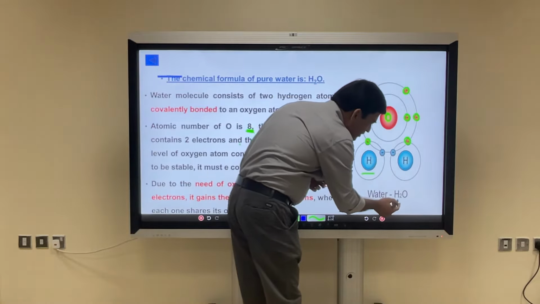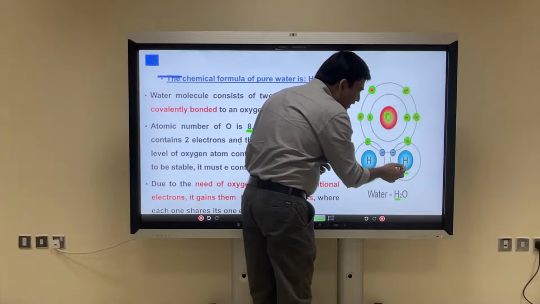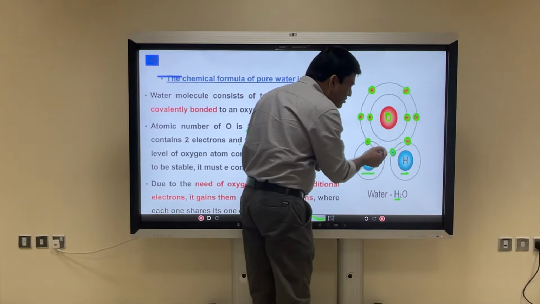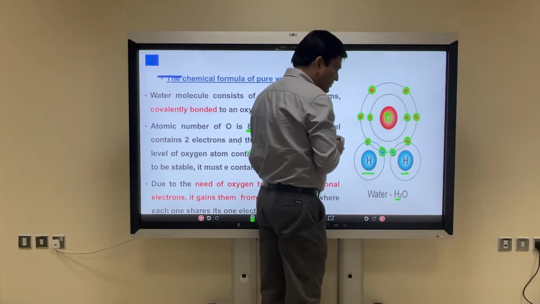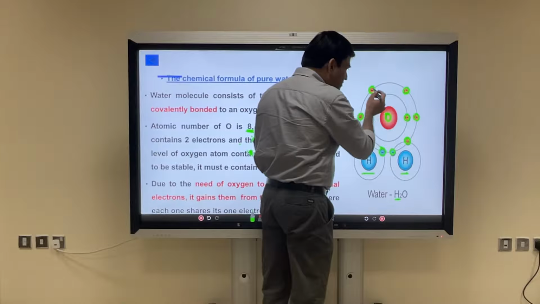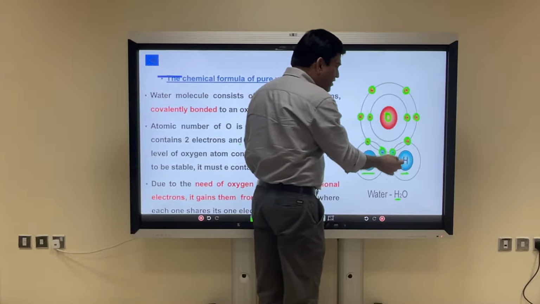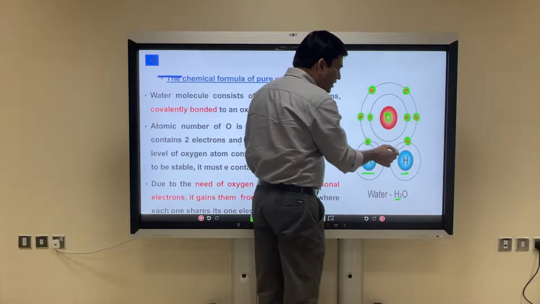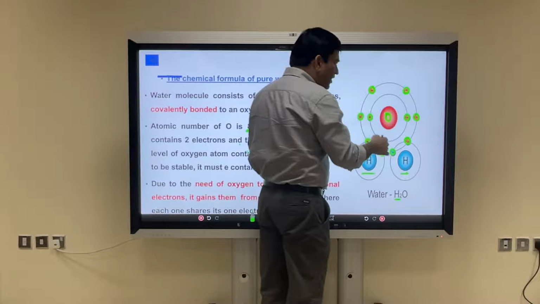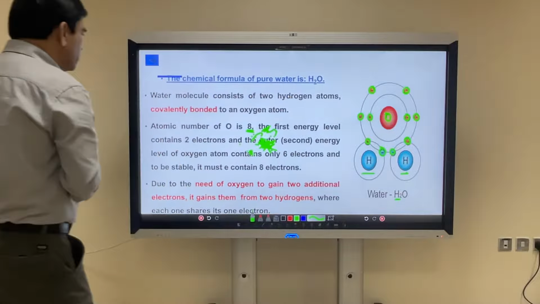Like in the case of water, you can see H2, so there are 2 hydrogens. Now this hydrogen shares 1 electron with oxygen, and the other hydrogen shares 1 electron with oxygen. Now you can see there are 8 electrons. So what do you have? You have H2O. Both of them share 1 electron with oxygen, and finally they have a complete structure. You can see the molecule of water over here.